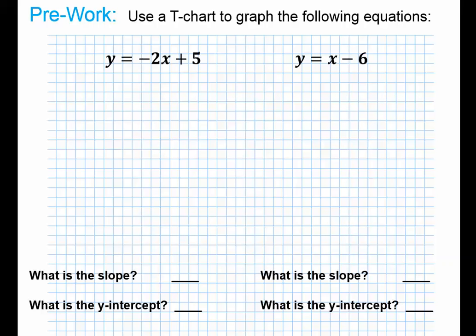I'm going to ask you to take both of these equations, y equals negative 2x plus 5 and y equals x minus 6. For each one, I want you to create a coordinate plane, create a t-chart, and then fill out that t-chart on your own, plot those points, and use it to graph the line for each equation. And then once you're done with that, I want you to answer the questions, what is the slope? So look at your graph and determine what the slope is using rise over run. And then what is the y-intercept? You should be able to look at your graph and tell that.